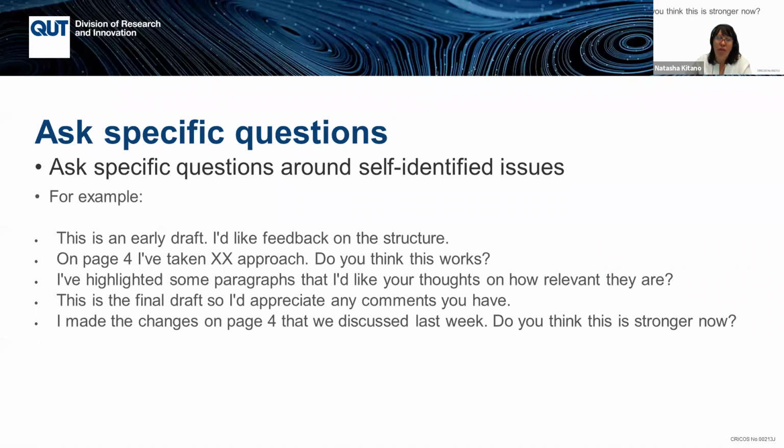So what we need to do, a way to ask for feedback, is to ask those specific questions. And it's actually that easy. I think many students just say, can you please check this? Or I've sent you such and such a draft, can you please get back to me? What you need to do is ask specific questions around self-identified issues. So there's some examples here.